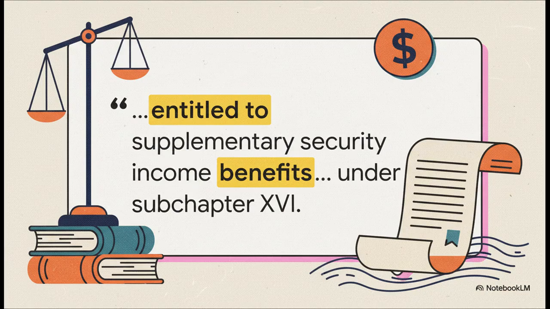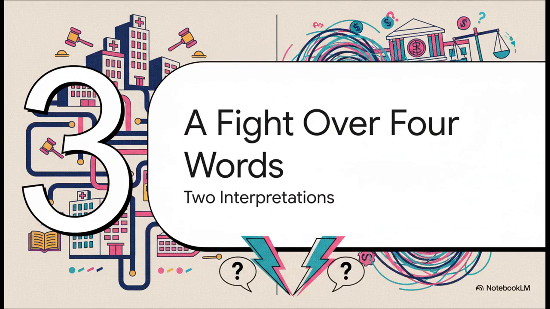And this is what brings us to the 4 words at the heart of the legal battle. You see, the law doesn't just say low income. It's way more specific. It says patients who are entitled to supplementary security income benefits. How you read those 4 words changes everything. And believe me, that single phrase kicked off a huge legal war between hundreds of hospitals on one side and the federal government on the other, each with a totally different idea of what it meant.